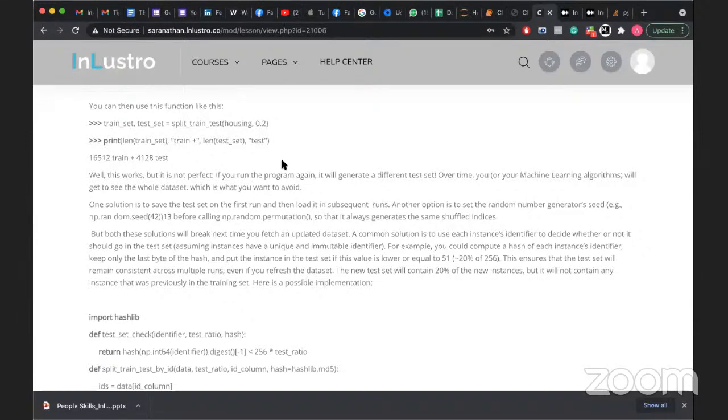It's simple probability. This ensures that the test set will be consistent across multiple runs, even if you refresh the data set, and the new test set will contain 20% of the new instances. It will not contain any instance that was previously in the training set. So how do you implement this? Let's look at the implementation.